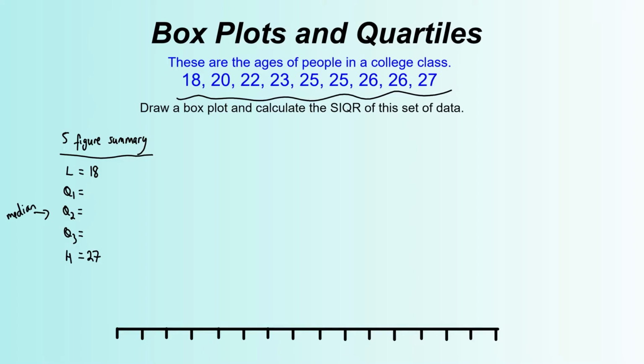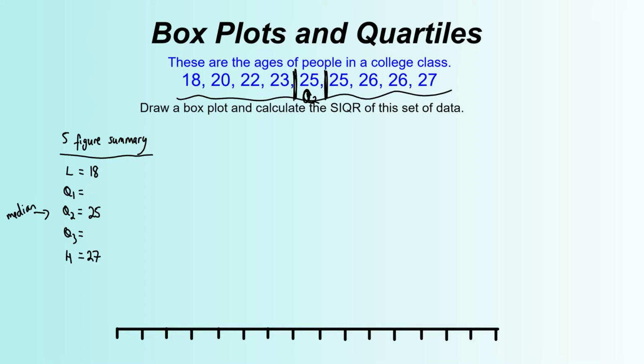The next part is Q1, Q2, and Q3. When we looked at the median calculation, what you were doing is splitting the list of numbers in half. Here we've got 1, 2, 3, 4, 5, 6, 7, 8, 9 numbers altogether. If we split that into 2 groups, we've got 4 in one group, 4 in the other, and 1 left in the middle. That 1 in the middle is our Q2, that's our median. So that's 25.